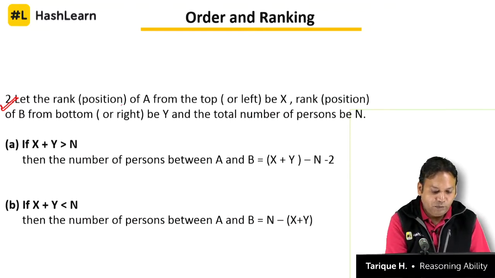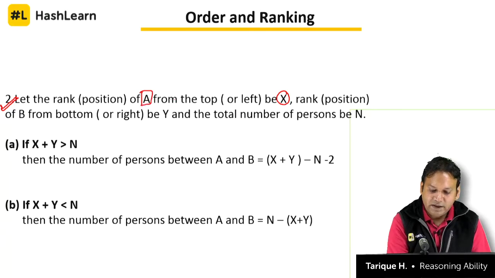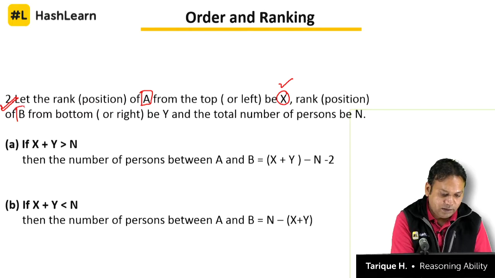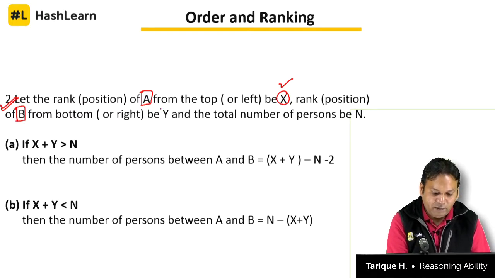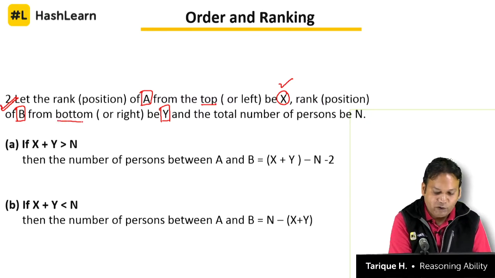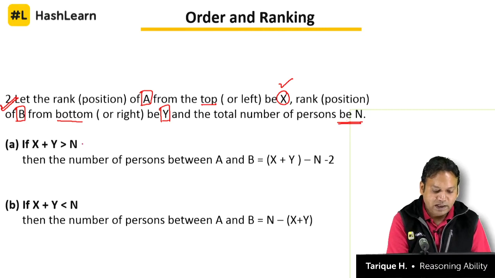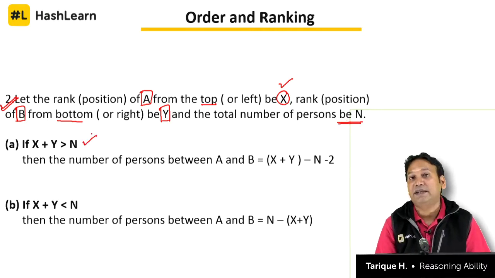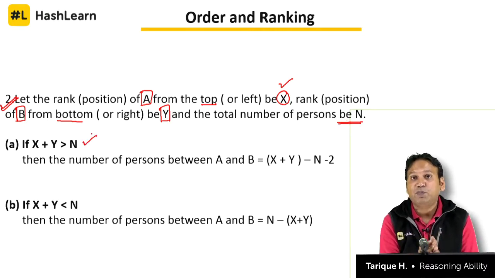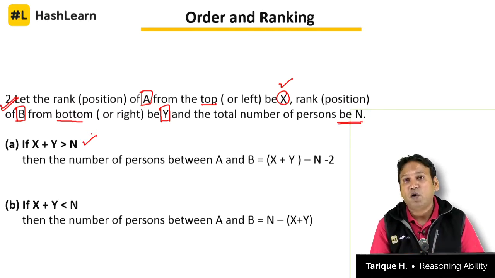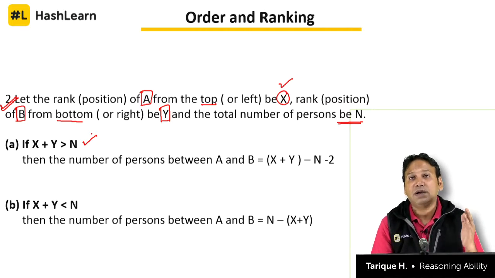Let the rank or position of A from the top be X. So there is one person A and his rank from the top is X, and another person is B and his rank from the bottom is Y. A's rank from top is X and B's rank from bottom is Y, and the total number of persons in the class is N. The two cases I told you: one case is when X plus Y is greater than N, and the sum of the ranks of the 2 persons is more than the students in the class. That is what we saw when the number of students in the class was 20.